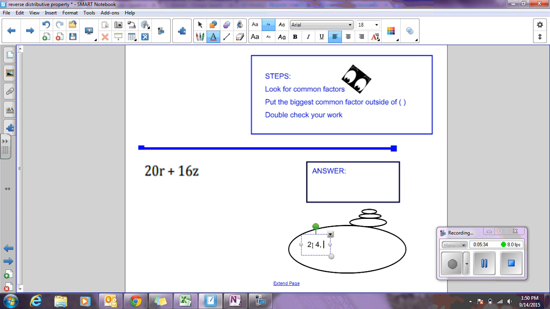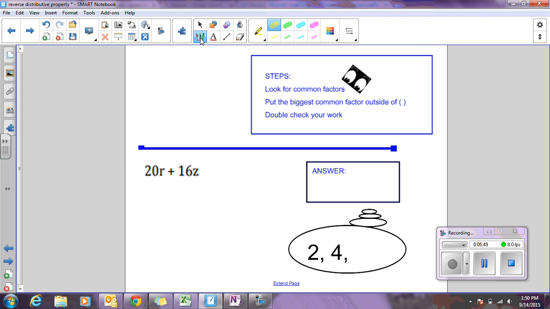Do they have 5 in common? No. 6? No. 7? No. 8? No. 9? No. 10? No. 11? No. Okay, 2 and 4 is really what it is. So the biggest number we're going to be using, yeah, you guessed it, is that 4. So the 4 has to go on the outside of parentheses.